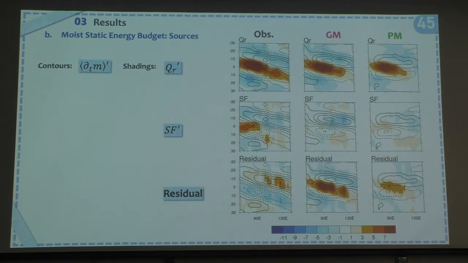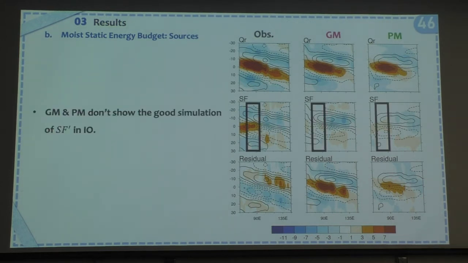For the source terms, here are the radiation term, surface fluxes, and the residual term. Models don't show a good simulation of the surface fluxes in the Indian Ocean. According to a previous study, the surface fluxes are a big uncertainty in model simulation. So we think that's the reason why they cannot show realistic surface fluxes. Then look at the residual term, the residual is amplified with the convection. We think there are some factors.